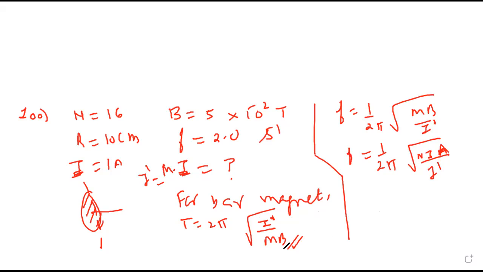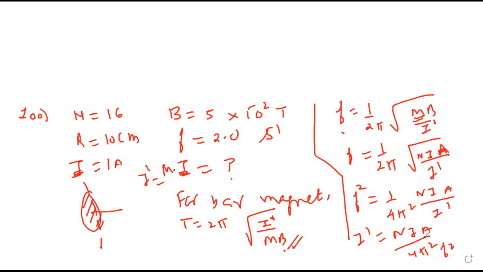It is 2 pi root I upon MB. So frequency will be reciprocal. M for current carrying loop is NIA upon I dash. We want I dash. So squaring you will get F square equals to NIA upon 4 pi square I dash. So I dash is NIA upon 4 pi square F square. Therefore I dash is N, I, area is pi r square upon 4 pi square F square. Okay, this much clear? Yes, sir. Please copy this much. अच्छा समझिए.